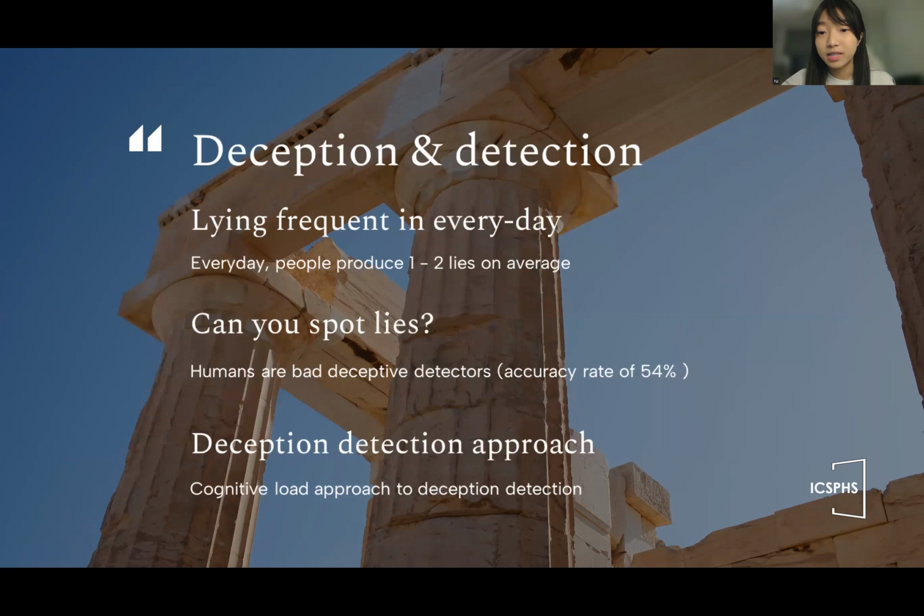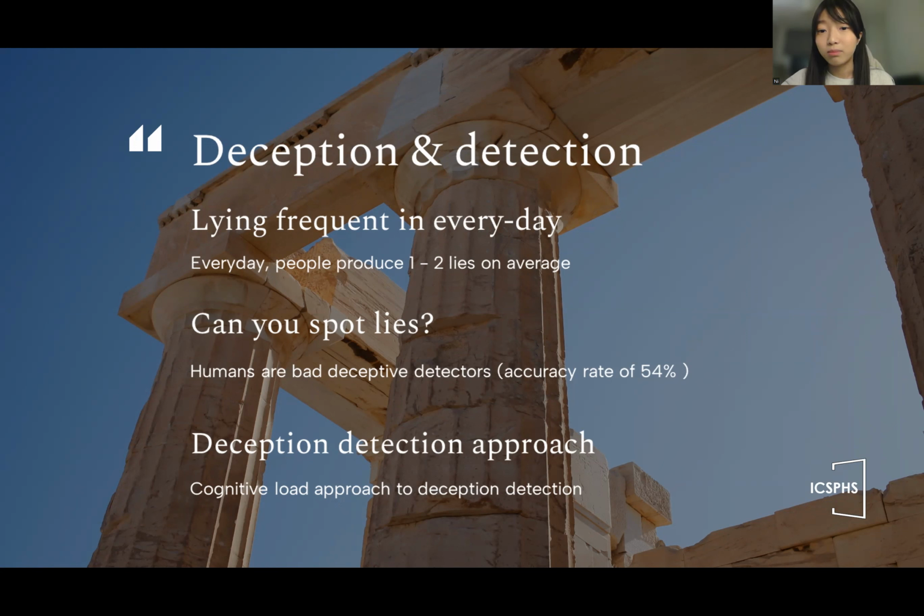Now, in the 21st century, where our deceptive behaviors can be documented more easily, research has found people produce an average of 1 to 2 lies per day. Despite this, our ability to detect deception is limited. Both lay respondents as well as law enforcement personnel showed a worrying deception detection accuracy of around 54%. To prevent miscarriages of justice in the criminal justice system, the deception detection rate must be enhanced.